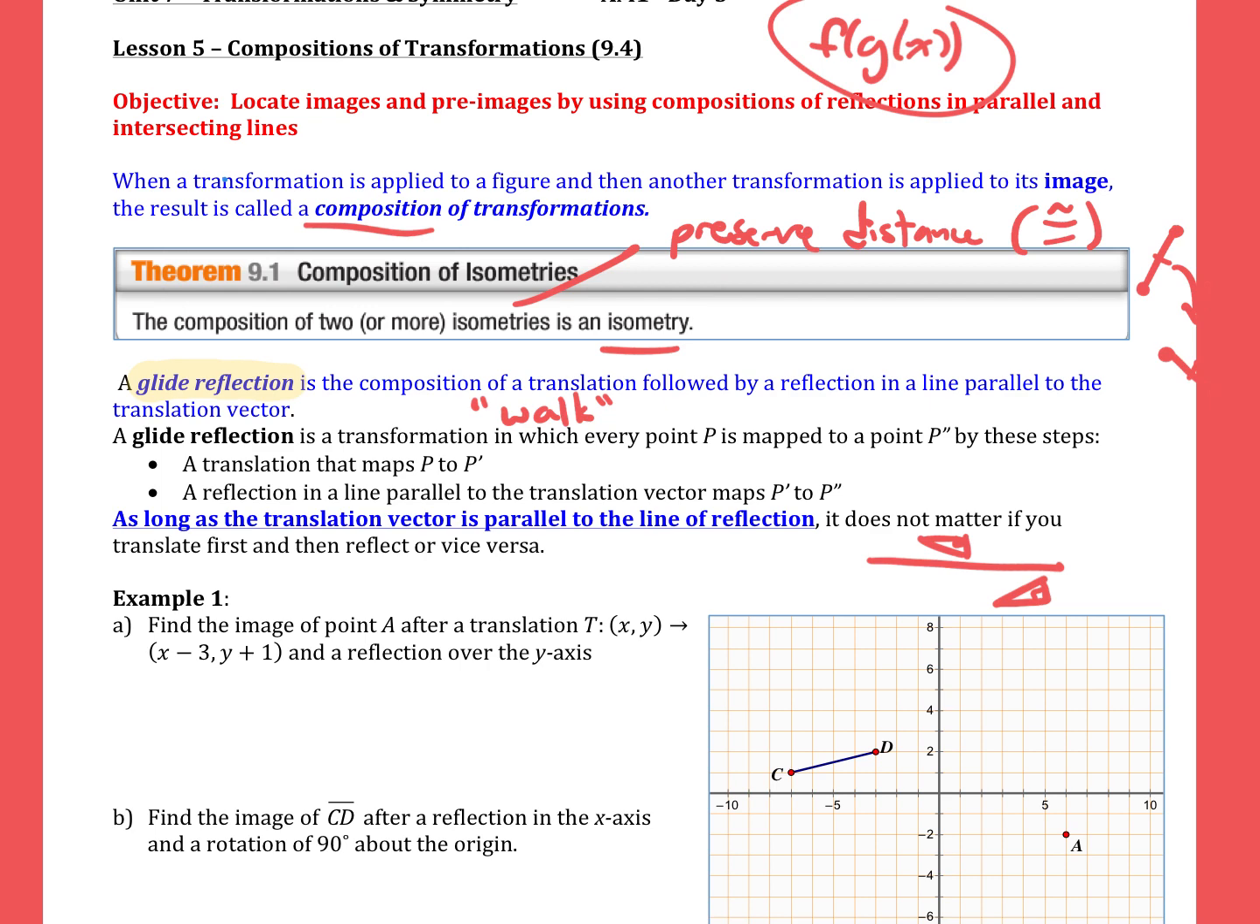There's a translation followed by a reflection. So the translation would be here and the reflection would be in this line. I hope you can kind of imagine how that would work. We will have more time to practice that if you don't right now, and that's okay.